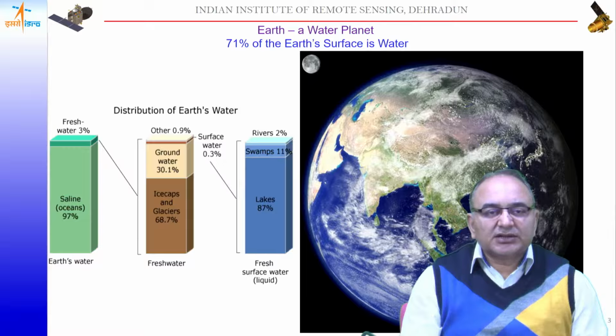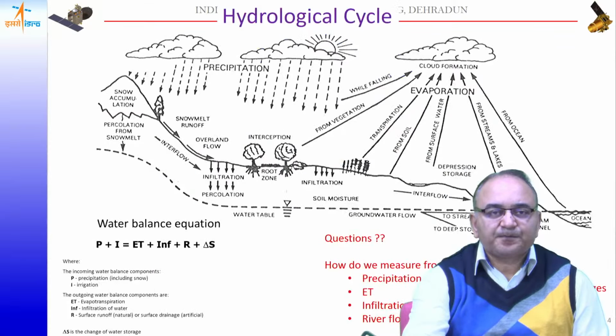The second largest component is the groundwater, constituting about 30% of the water, and the water that we see in the atmosphere and the flowing water in the river system constitutes approximately 1% of the total water, with the lakes and the swamps dominating the water presence.